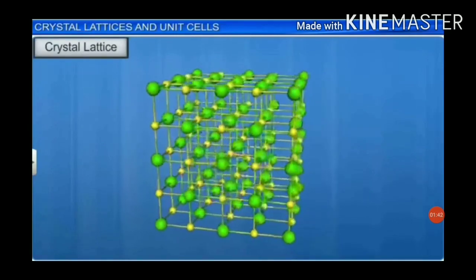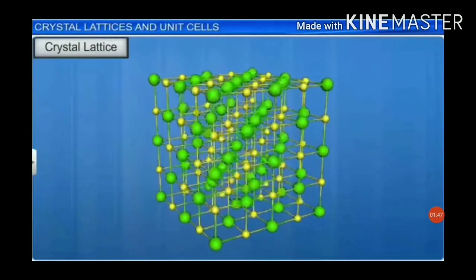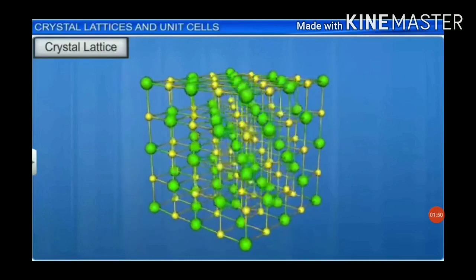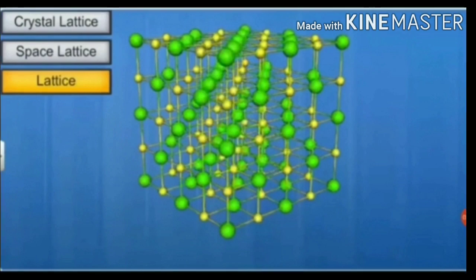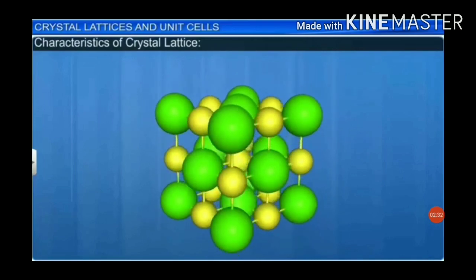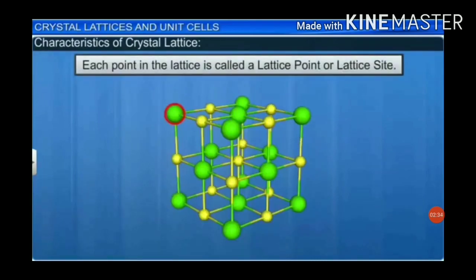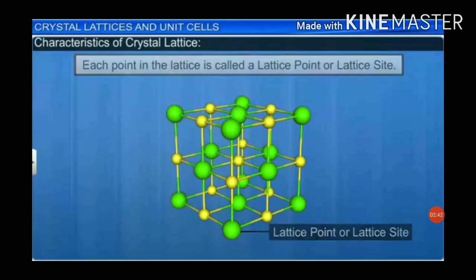There are only 14 possible three-dimensional lattices. These are called Bravais lattices because the French mathematician Auguste Bravais first described these lattices. A crystal lattice is otherwise known as a space lattice or simply a lattice. Characteristics of a crystal lattice. First point is, each point in a lattice is called a lattice point or lattice site.